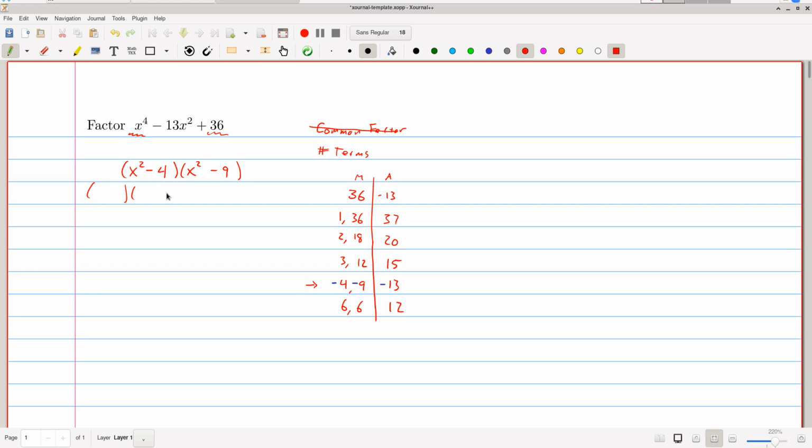So we can write this as the product of 2 binomials. X squared being x times x. 4 is 2 times 2. And because we have a difference of squares, I know these must be different signs.